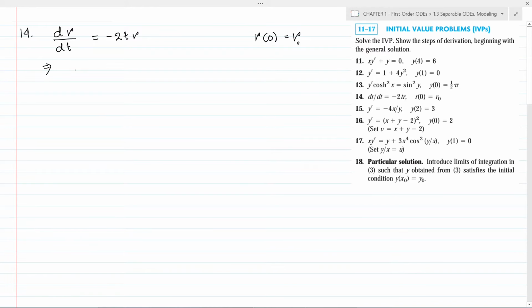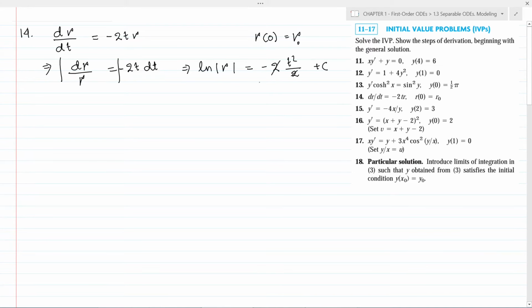We separate all the r variables and the t variables. We take all the r variables to the left side and keep the t variables on the right side. We can write this as dr divided by r is equal to minus 2t dt. We integrate both sides and we can write this as ln absolute value of r is equal to minus 2 t square by 2 plus c.